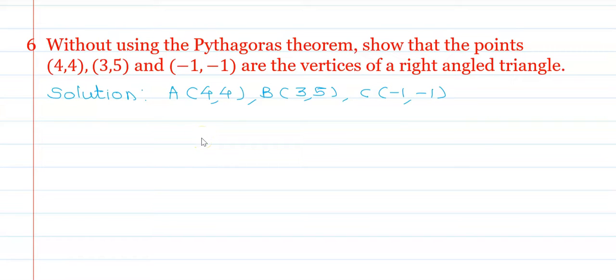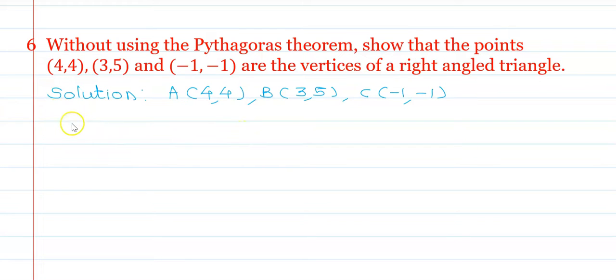Now, instead of Pythagoras, for a right angle triangle we'll find the slopes of AB, BC, and AC. If the product of the slopes of any two of the segments AB, BC or AC is -1, then those two segments are perpendicular to each other, and we can show that one angle of triangle ABC is 90 degrees.